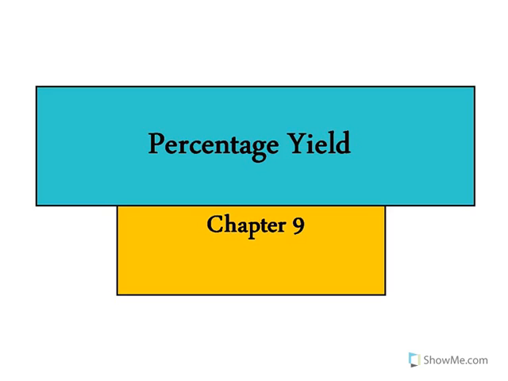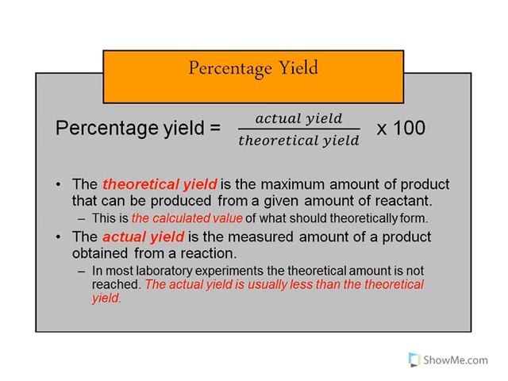Okay, so the last topic we're going to cover in this unit is percentage yield. And again, this is just kind of wrapping up chapter 9. And let's go ahead and just define this. So percentage yield is the percent of the product yielded within a reaction.